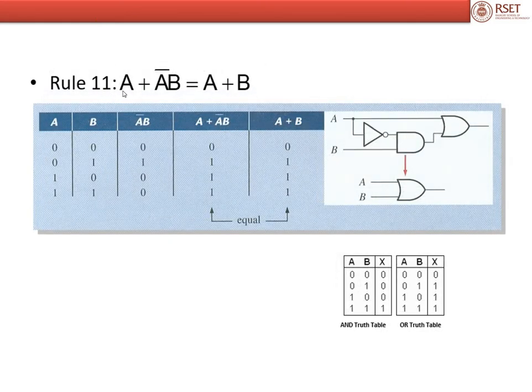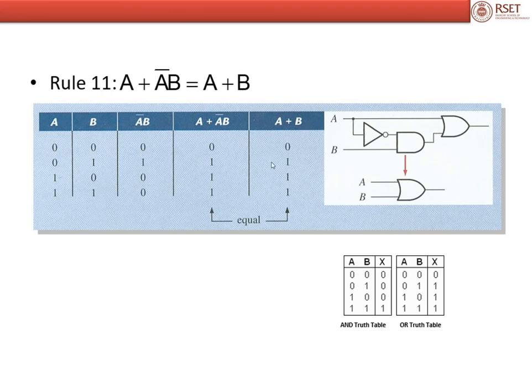Next, rule number 7 is A plus A bar B is equal to A plus B. It can also be proved using a table, where the possible values of A and B are written. Next, A bar B is written and its values are found. Then A plus A bar B values are found, and A plus B values are found.